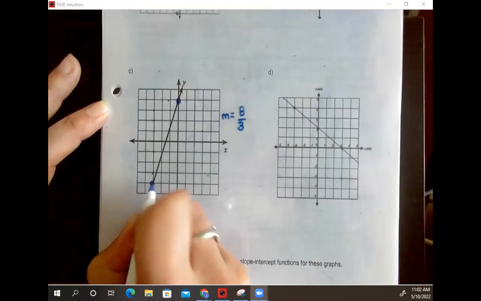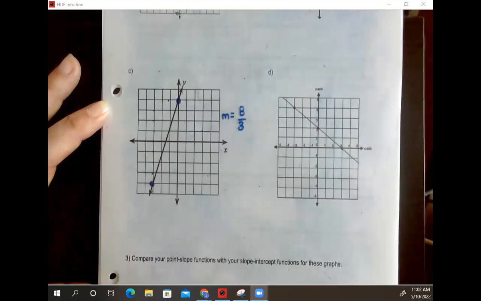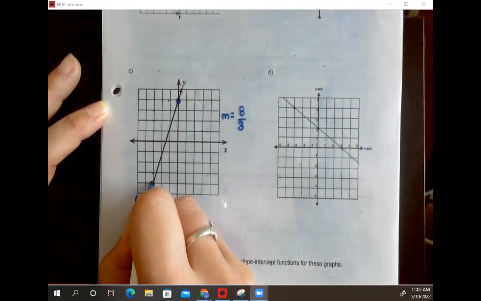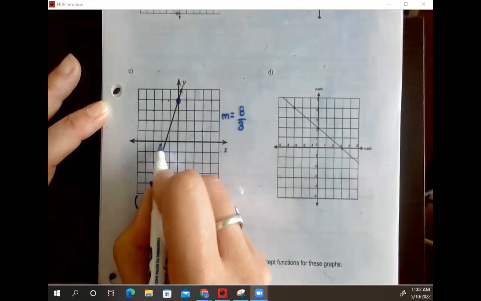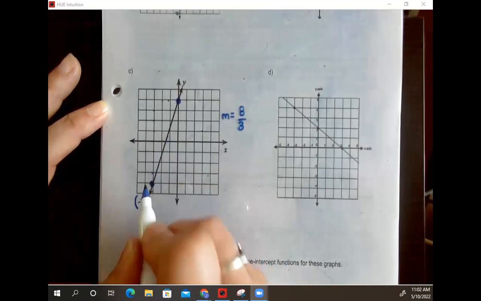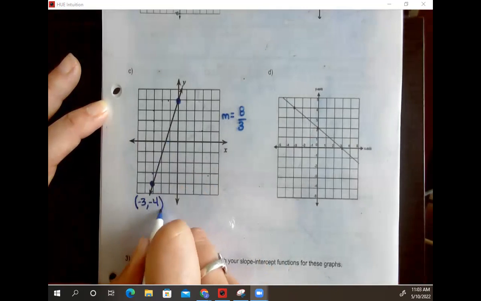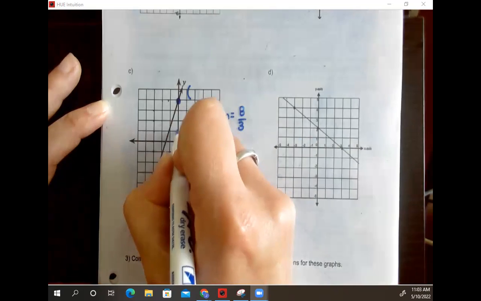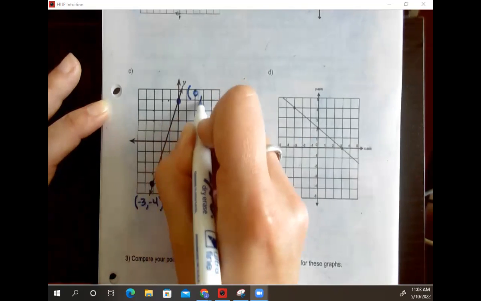And then I've got, again, just 2 points here, so I'll write 2 equations, I should say, based on each of these. The leftmost point would be (-3, -4), and over here, we've got the point (0, 4).